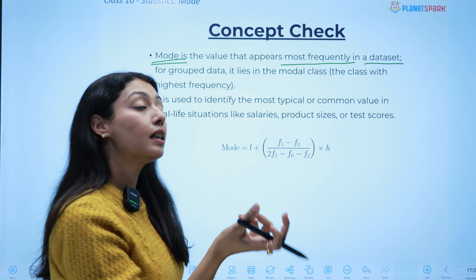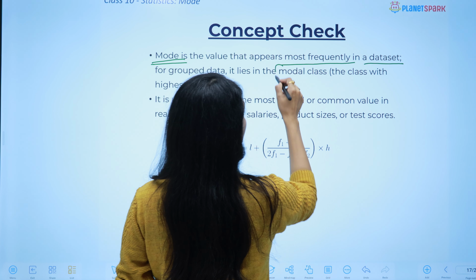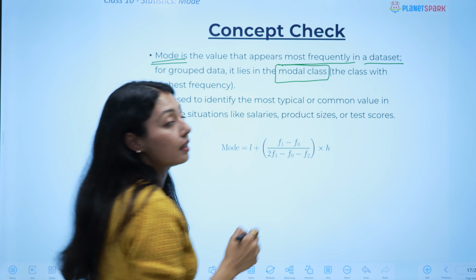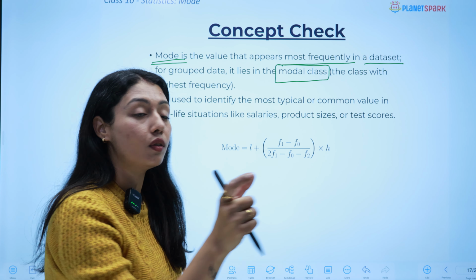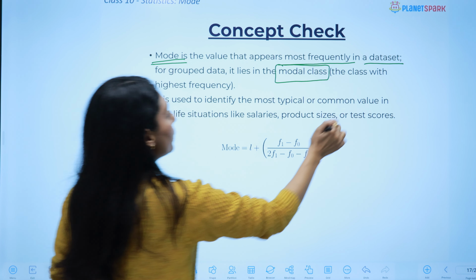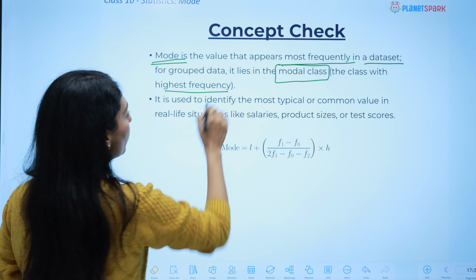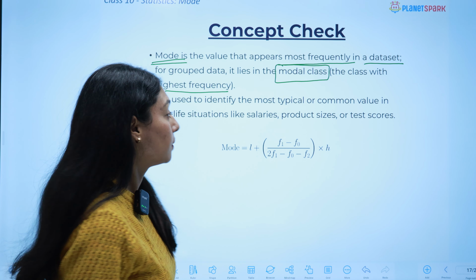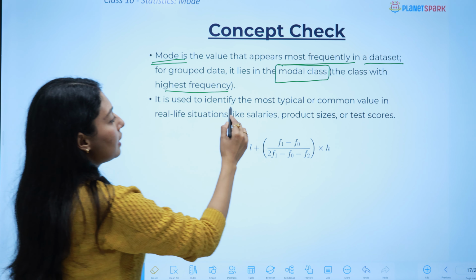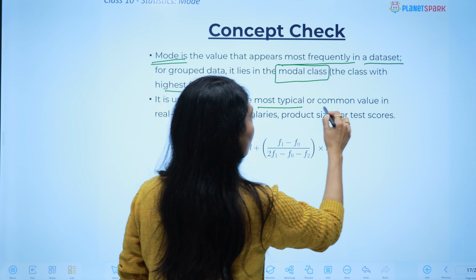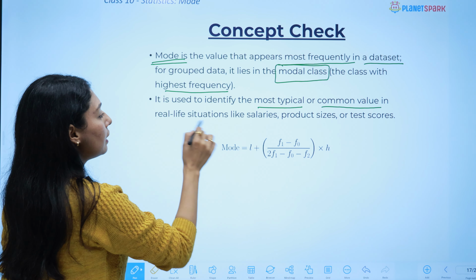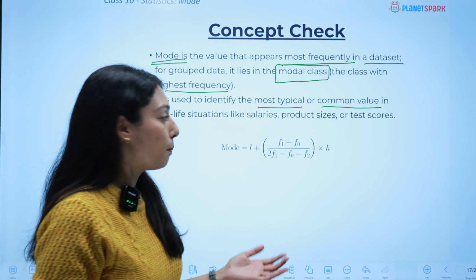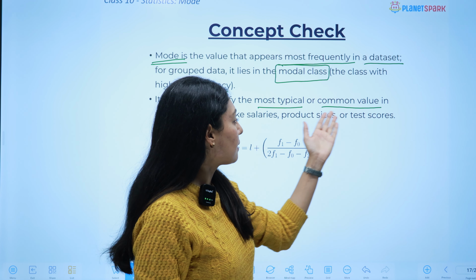So वहाँ पे हमें एक interval मिलेगा. That means we'll be getting the modal class there. So in that class interval, our mode will lie. So we can say the class with the highest frequency is known as the modal class of that data set. It is used to identify the most typical or common value in real life situations, for example salaries, product sizes or test scores. Okay, let's take an example here.